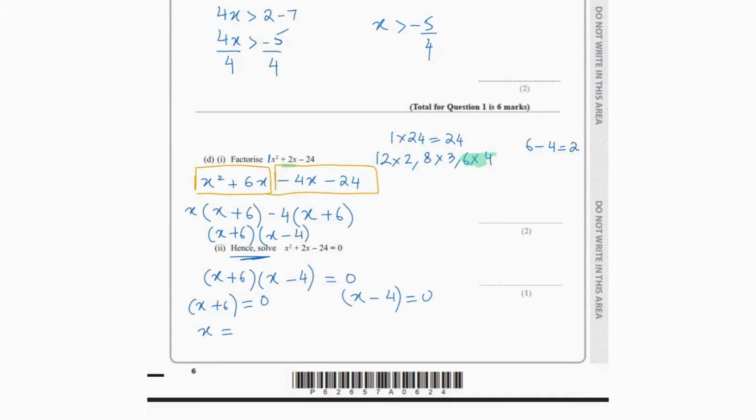One value of x is -6 and the other value of x is +4. These are your solutions for this quadratic equation. Easy 3 marks, which you can easily score. Nothing complicated about this one as well.